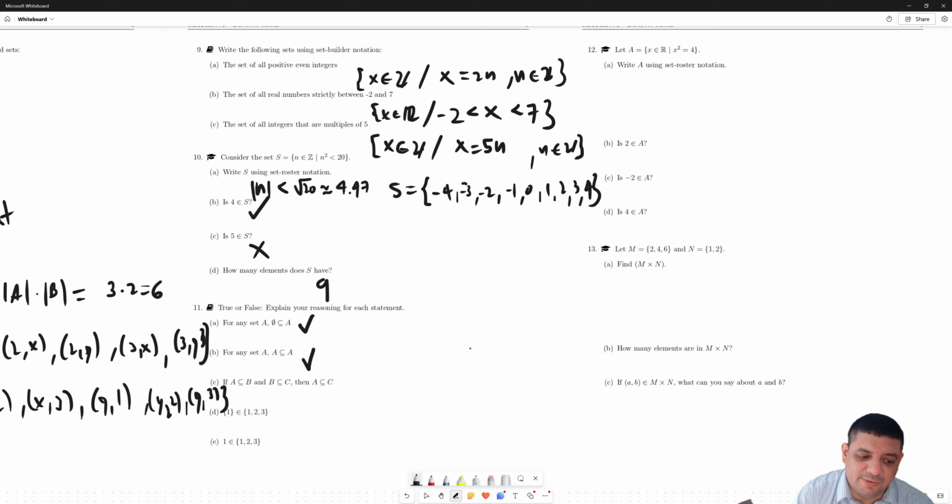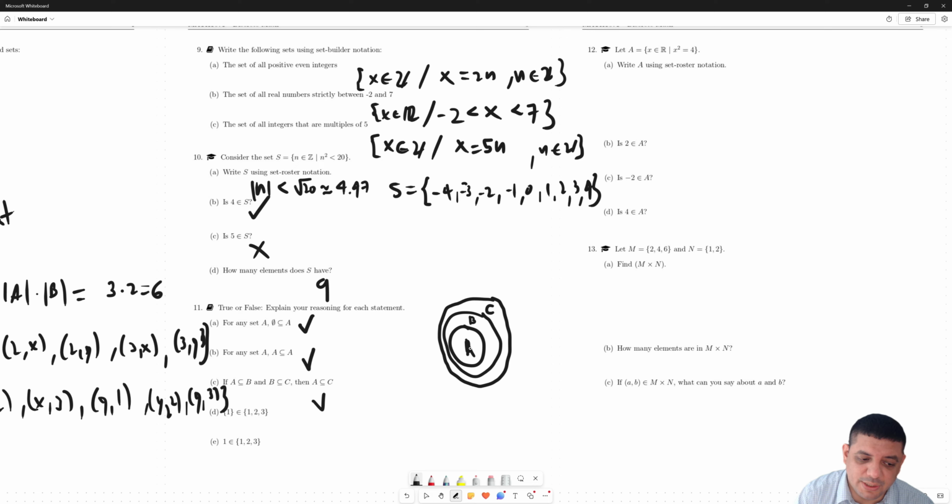Now, if A is a subset of B and B is a subset of C, then A is a subset of C. This is true. And this is something that you can see in this way. So let's assume that this is the set A, and that set A is in a larger set B. But also, let's assume that B is a subset of C. So we're going to have this relationship. And by obvious reason, A is going to be a subset of C as well.